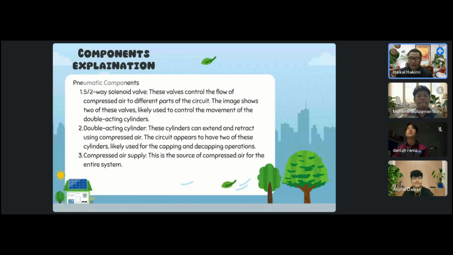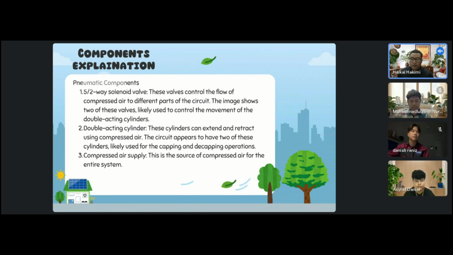Okay, first, pneumatic components. We use 5 two-way solenoid valves. This valve controls the flow of compressed air to different parts of the circuit. The image shows two of these valves, likely used to control the movement of the double-acting cylinders.